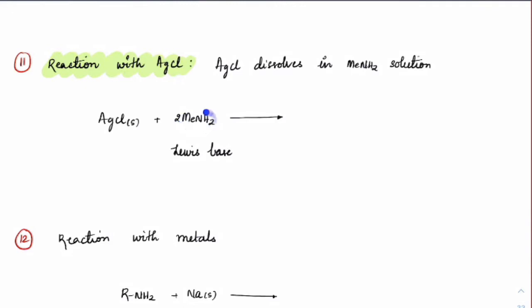will react with MeNH2, that is primary amine, to form a complex. So we'll have [Ag(MeNH2)2]+ and Cl-, and this is a soluble complex. So this is a soluble complex.